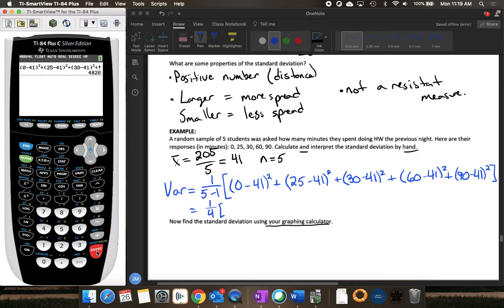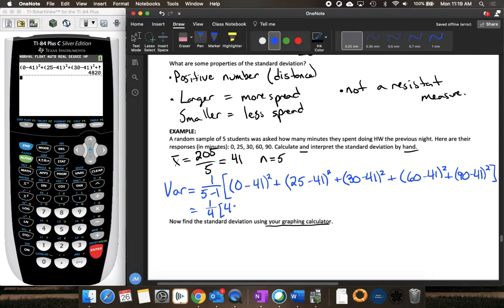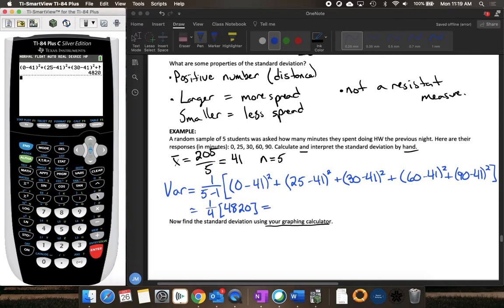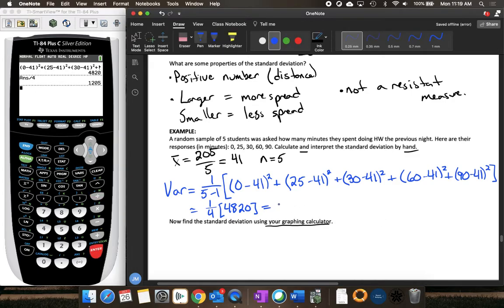So once we've got all that typed in, we come up with this value, which is 4,820. Then if you take that and divide by 4, or multiply by 1/4, either way you should get the same answer, which is 1,205. So there's our variance. We now want to find our standard deviation.